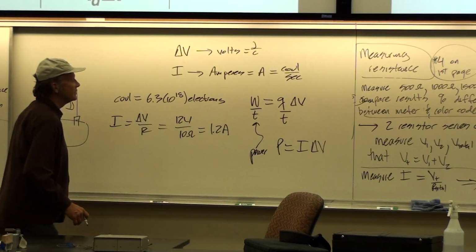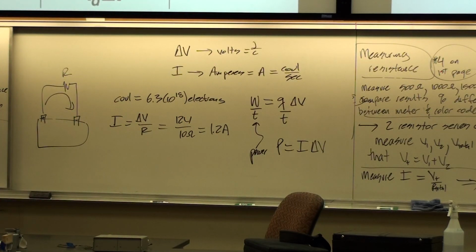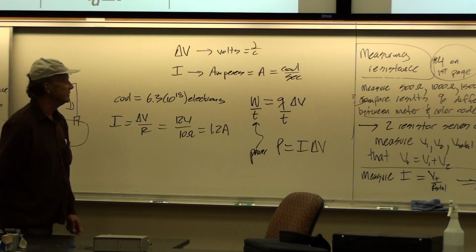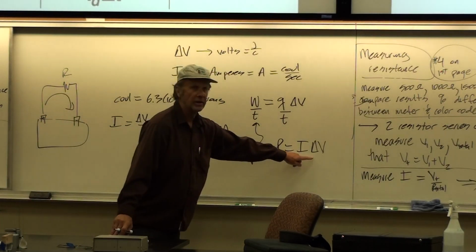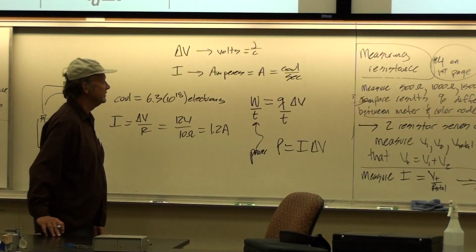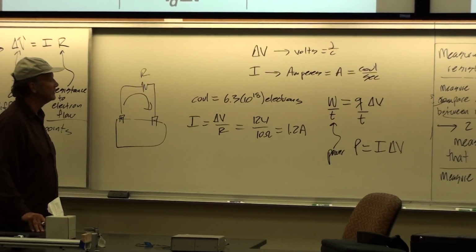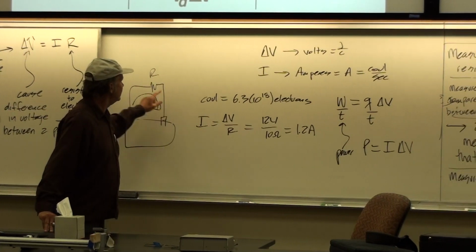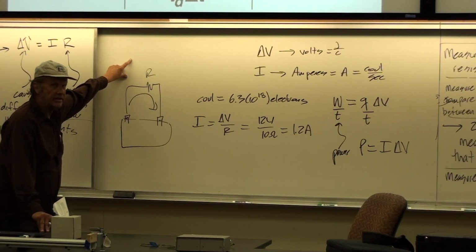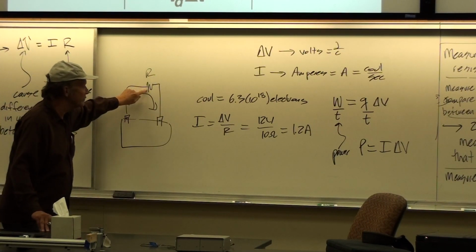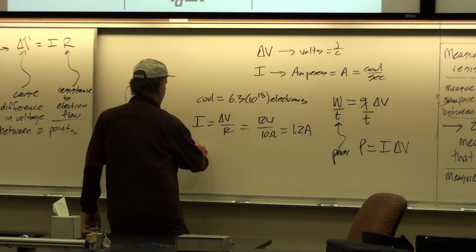And of course, this is an average value. I'm not talking about instantaneous things with calculus here, but it also works in an instantaneous situation as well. So the current times the difference in voltage is the power. So I can figure out the rate at which energy is being delivered to this resistor in this problem.